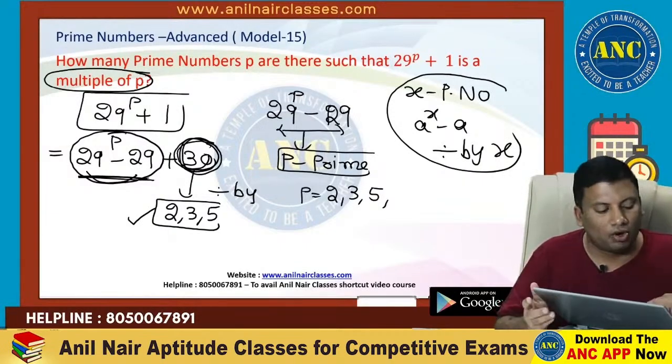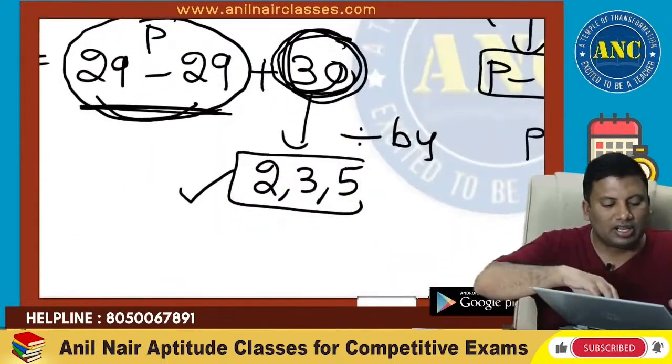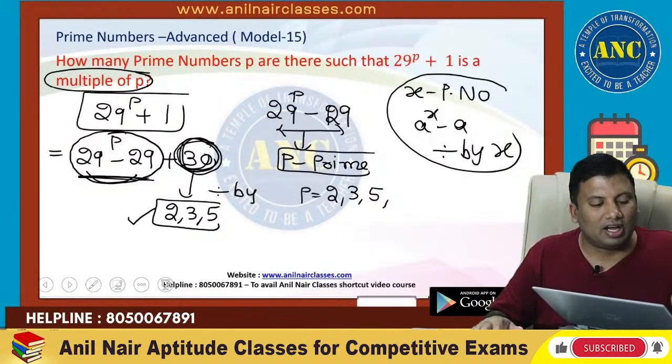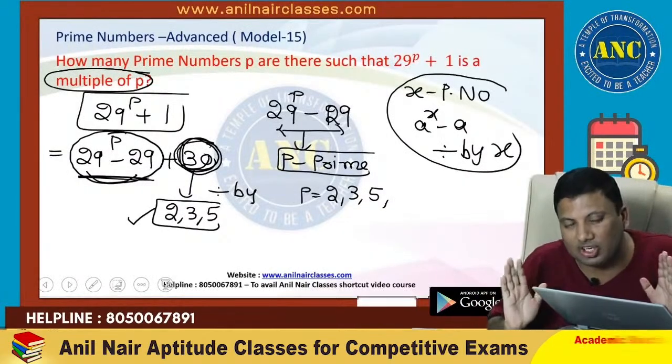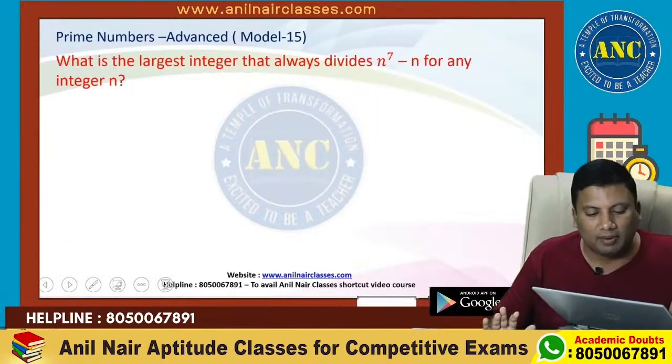Model number 15. In your online classes, you can check how many problems will be solved on prime numbers. It is the 4th session on prime numbers. In the 4th session, I am discussing 22 models. Next one.